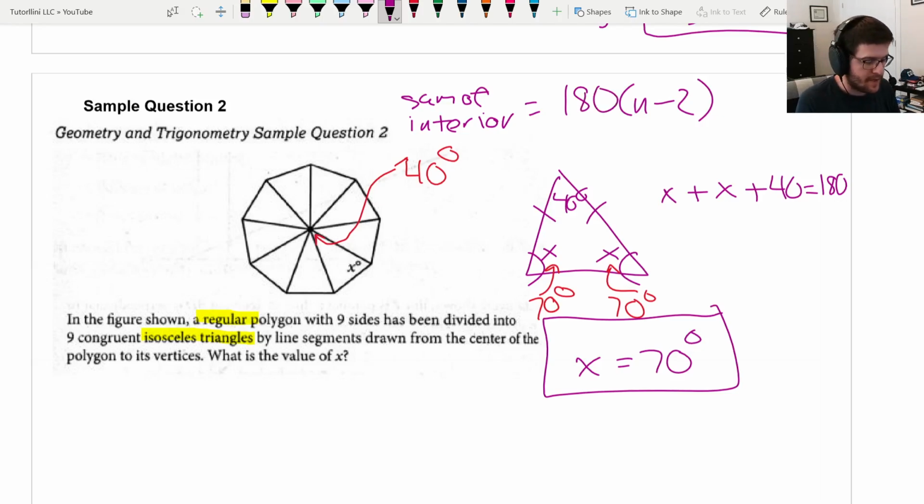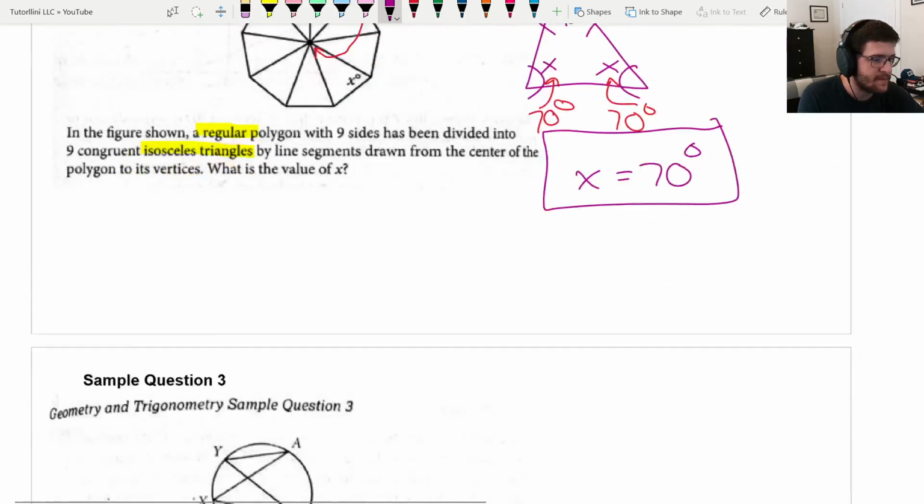Okay, anyway, so if you do 180 times 9 minus 2, you get 1260. You divide by the number of angles, so 9, and you get 140. So each of these big angles is 140, and because everything's symmetrical, the x is half of that, so 70. So that's another way you could have done it. I haven't seen a question that has required this in a really long time, but they do technically expect you to know it. Great, let's keep going. 70 is right.